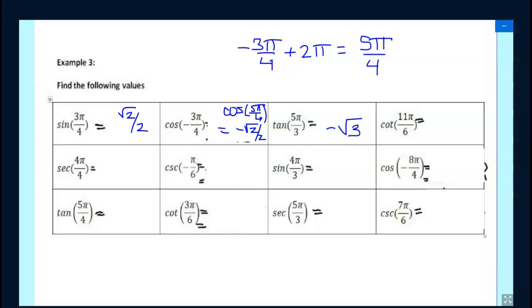Cotangent of 11π over 6. 11π over 6 is 330 degrees. It lives in quadrant 4. That's the same as 1 over the tangent of 11π over 6. So that is negative root 3 over 3.